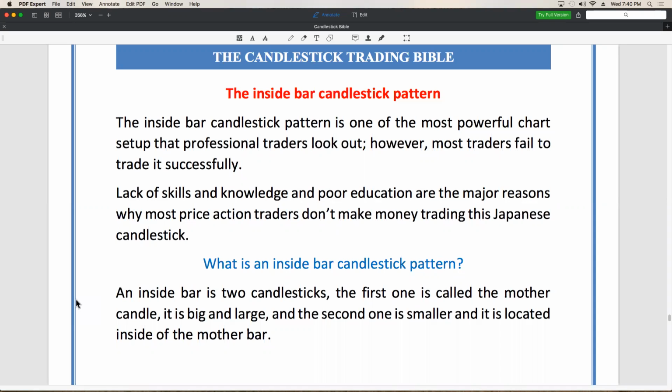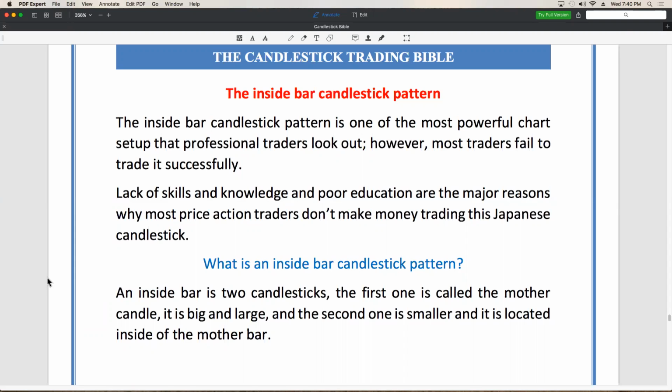Okay, the inside bar candlestick pattern is one of the most powerful chart setups that professional traders look at. However, most traders fail to trade it successfully. So lack of skills and knowledge and poor education are the major reasons why most price action traders don't make money trading the Japanese candlestick.